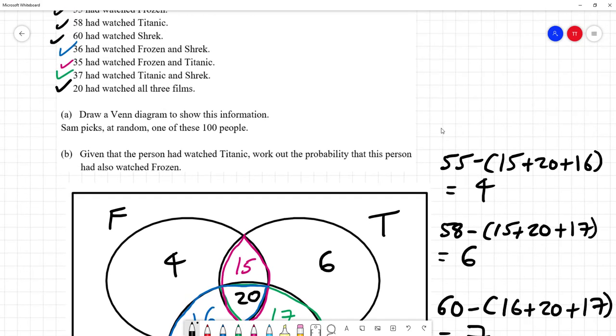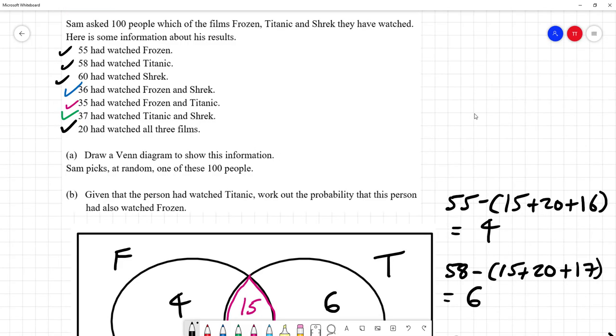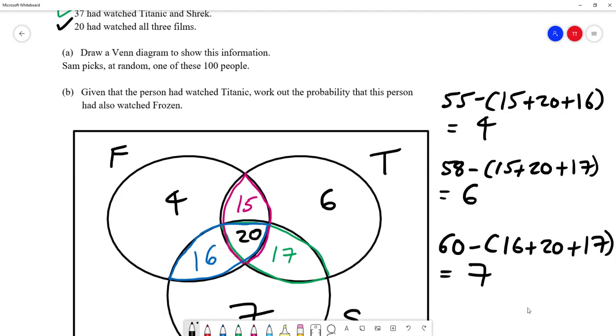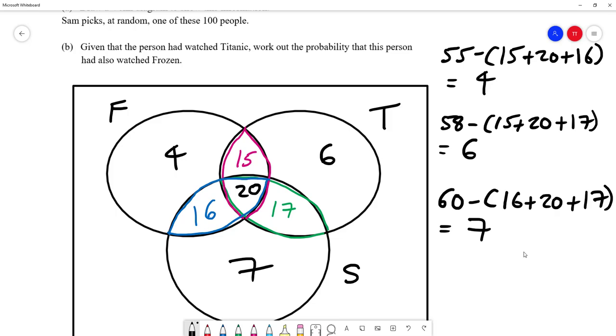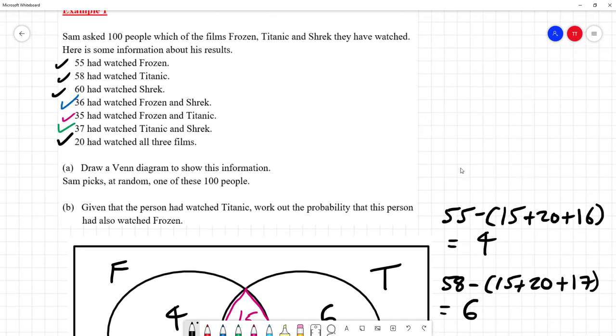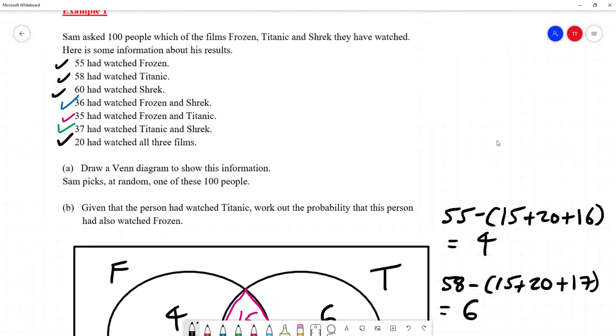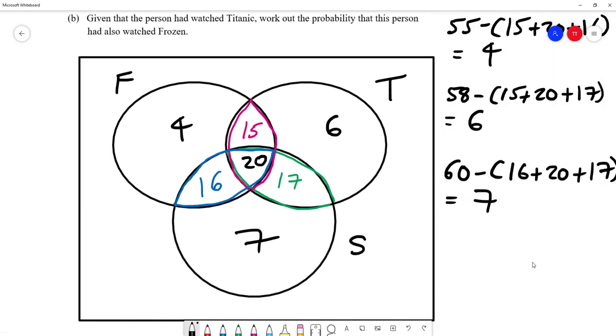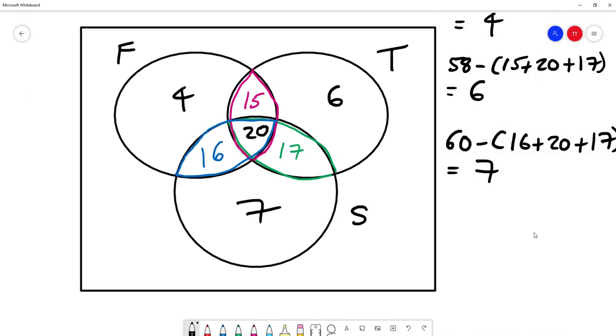But if we add all the numbers in the circles together and minus that from 100, which is the total number of individuals, that will give me the number on the outside. So that will give me 15. So there are 15 people who never watched any of the three movies. Okay, so that's how we draw our Venn diagram.